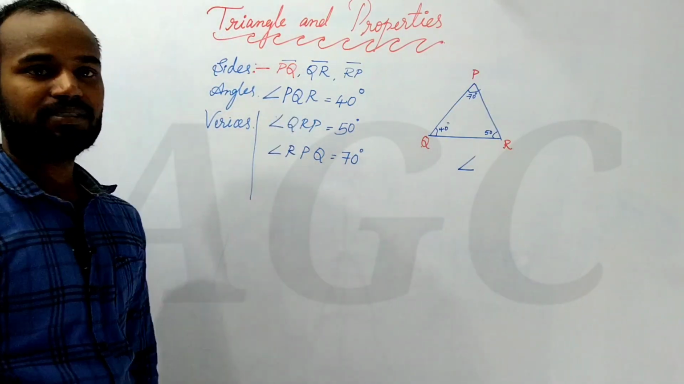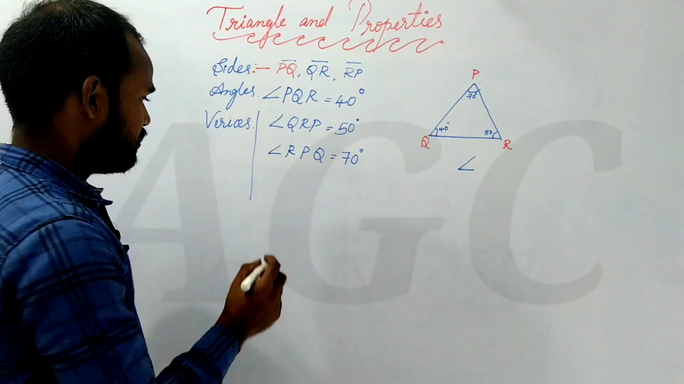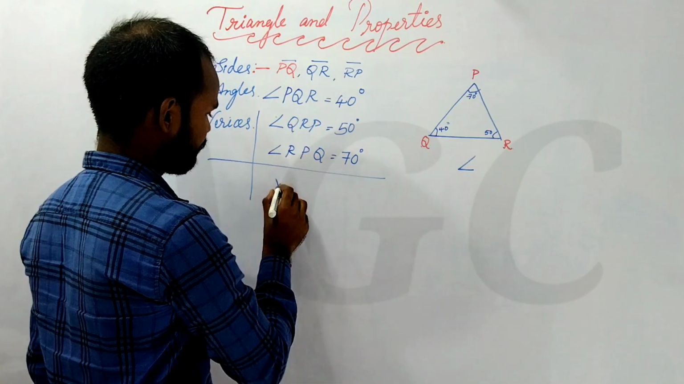These are angles, remember. Next, vertex. What is a vertex actually?